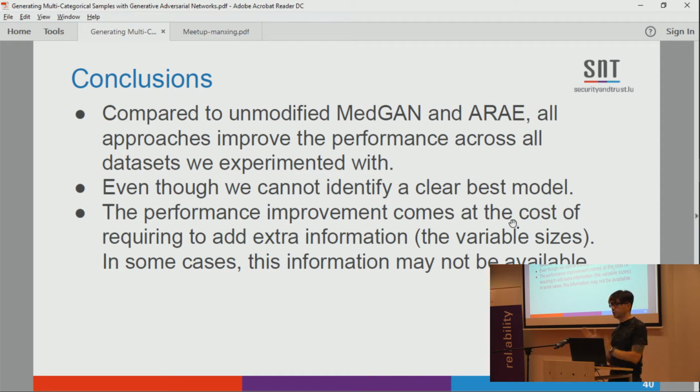But this comes with a cost, because sometimes you don't have that information, the size of each categorical variable. Sometimes you just receive the preprocessed data set which is only binary, and you don't know the limits of each one-hot encoding, let's say.